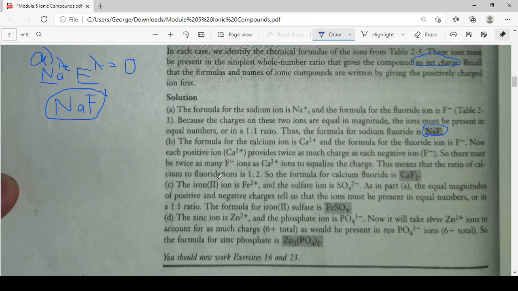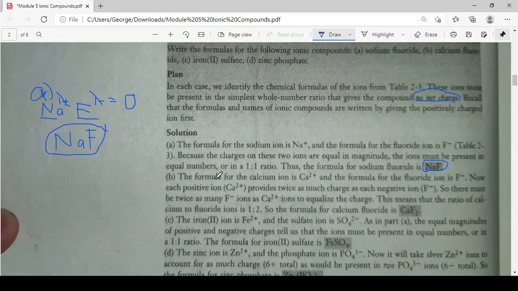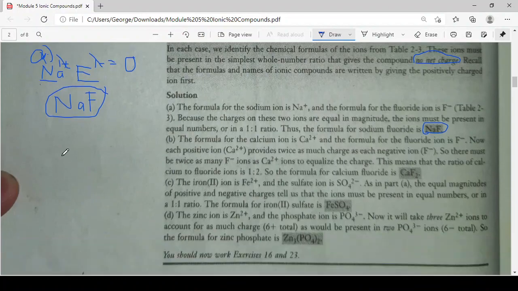Next, we have your letter B. Anong ating letter B, kids? It is our calcium fluoride. So, how do we write your calcium fluoride? So, the formula for our calcium ion is your Ca2 plus. And the formula for your fluoride ion is negative 1 negative. So, ang 1 negative nga ni, isulat na di anay.